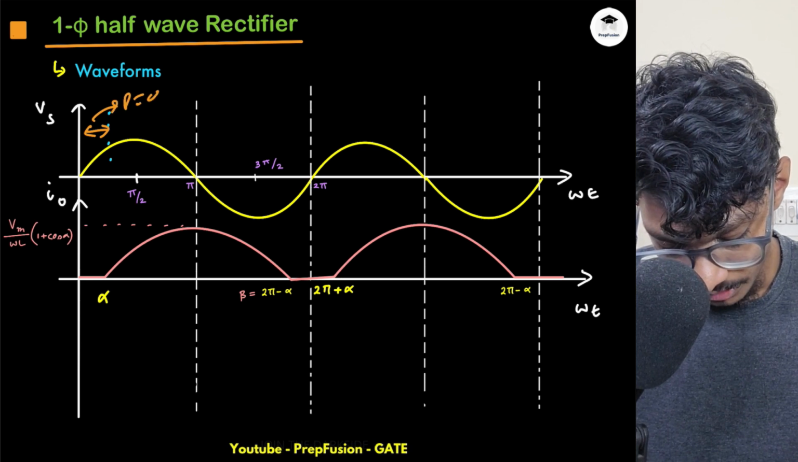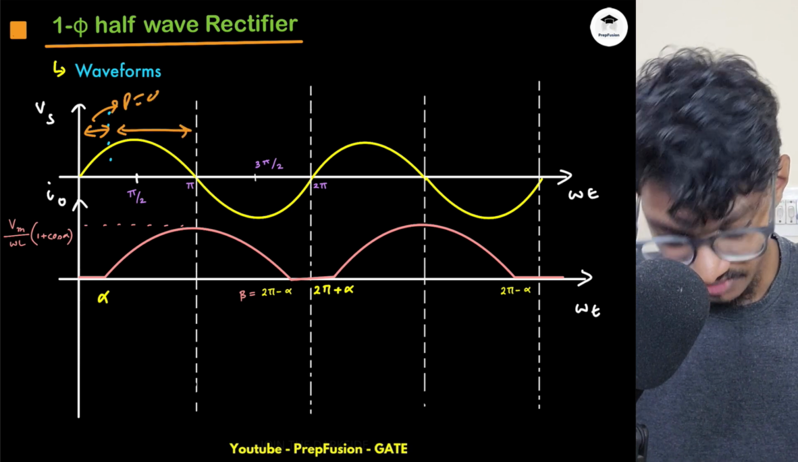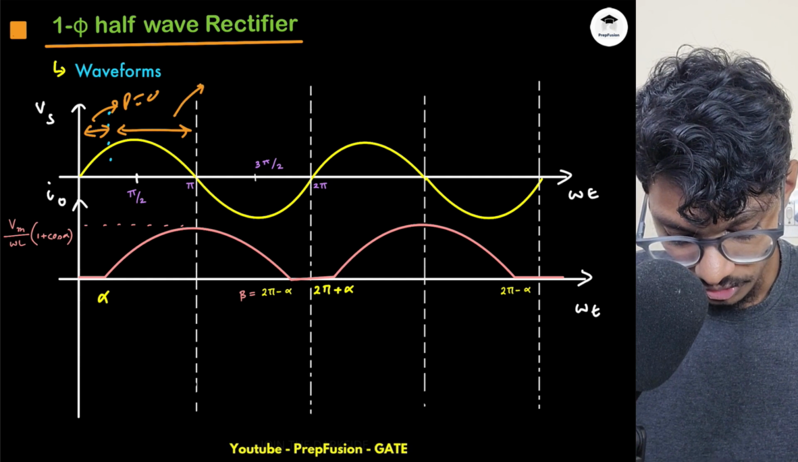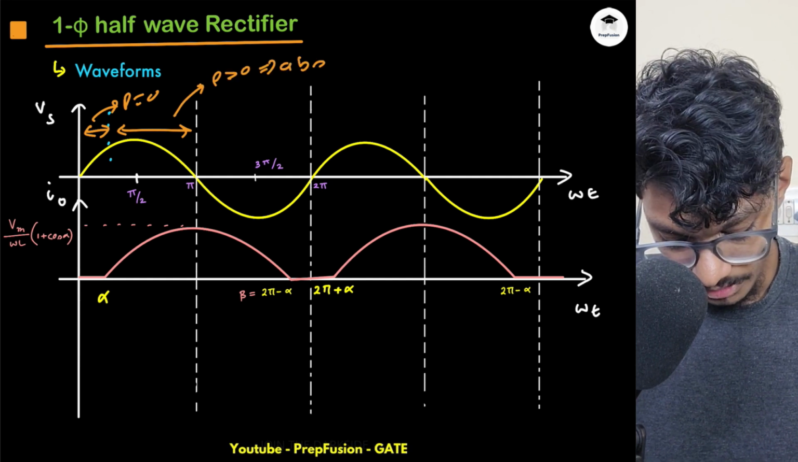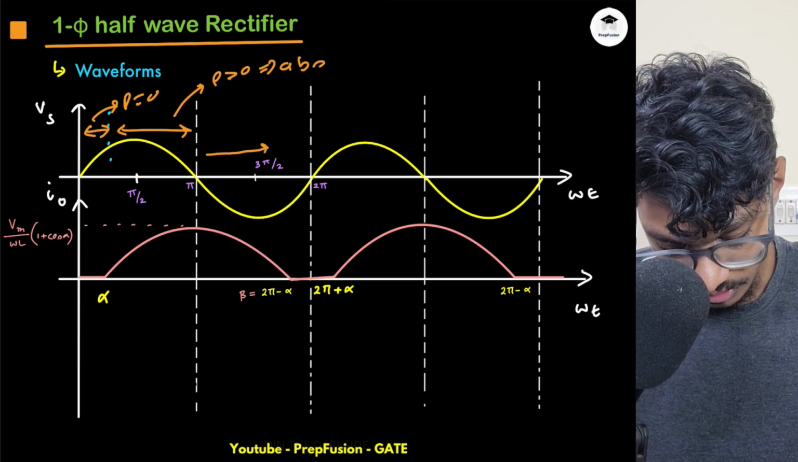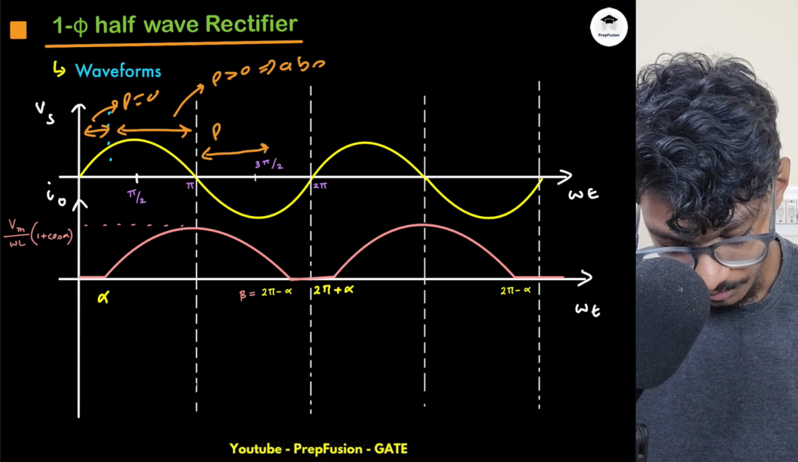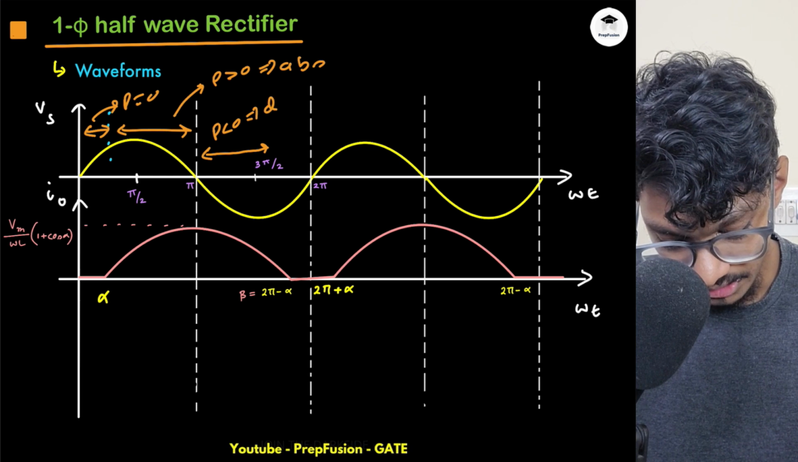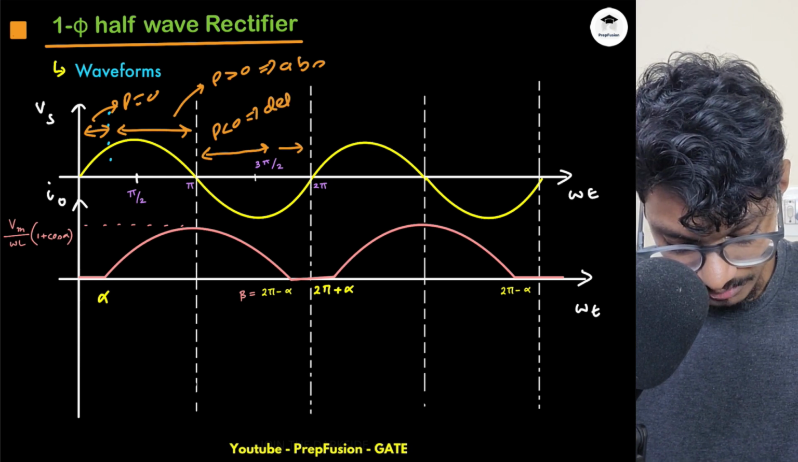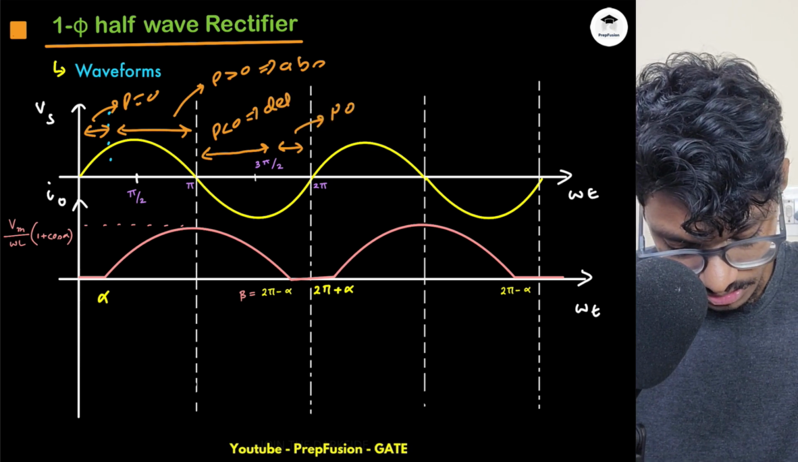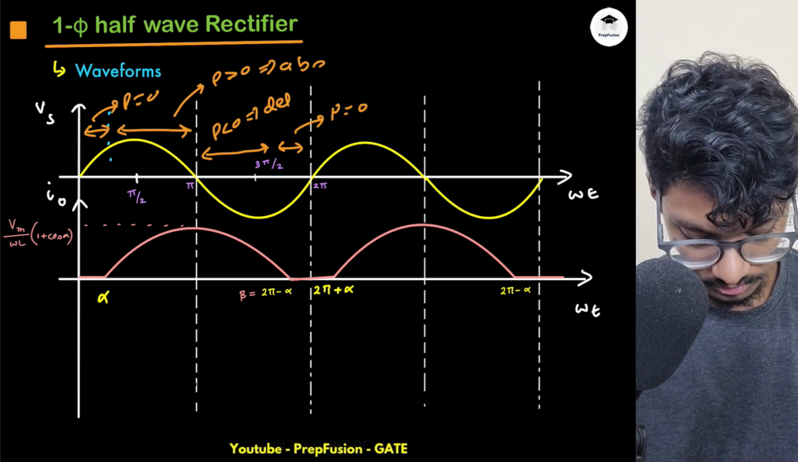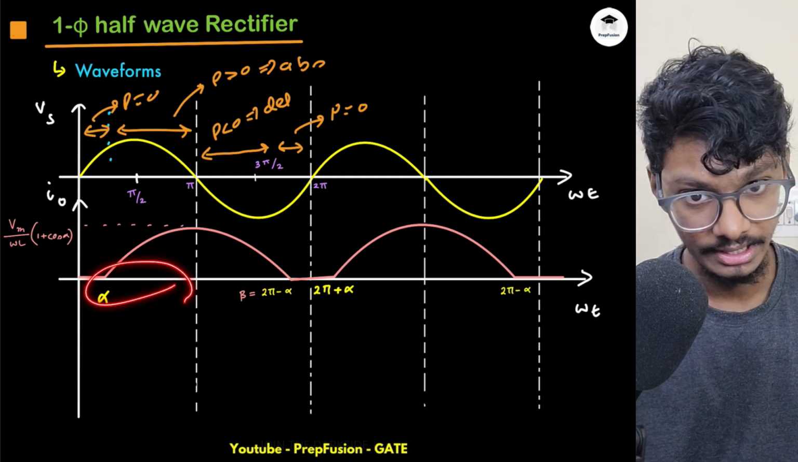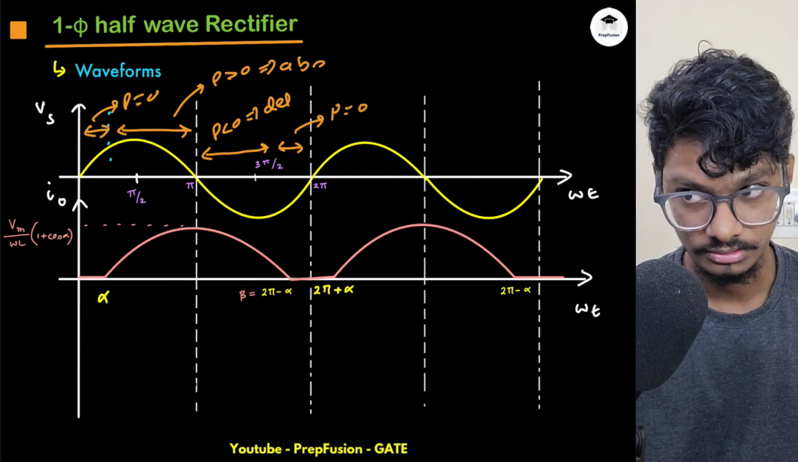Instantaneous power is 0, right? In this region, what is happening? The power is positive because voltage and current both are positive, so it is absorbing power. In this particular region, power is negative, that is, it is delivering power. And in this region again, power is 0. The duration for which it absorbs power, it also delivers power.